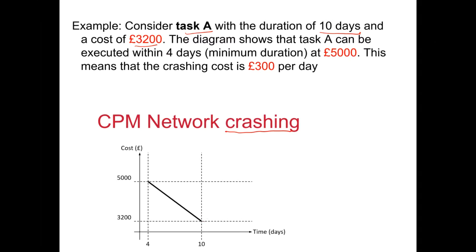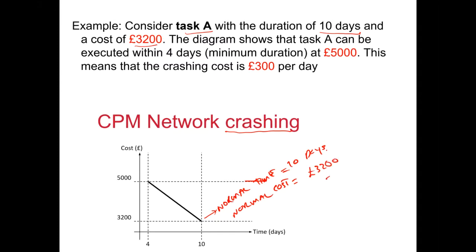For instance, we are putting a new toilet in the house, and they will give you the normal time. So they will say, well, we will bring 2 workers and we will give you a normal time of 10 days, and the normal cost for the project will be 3,200.